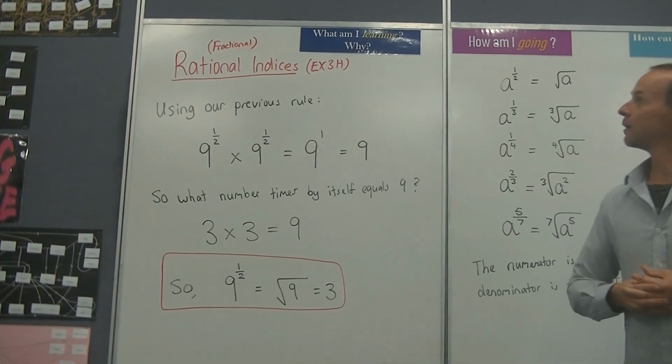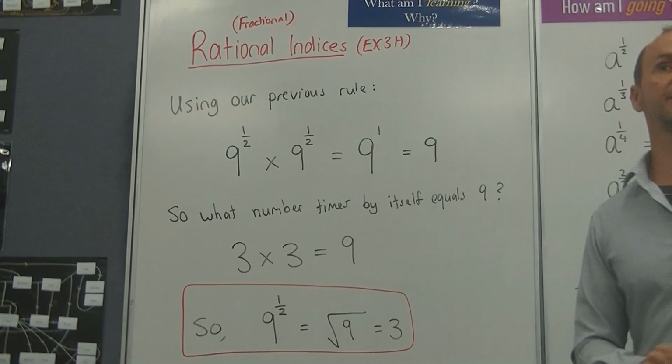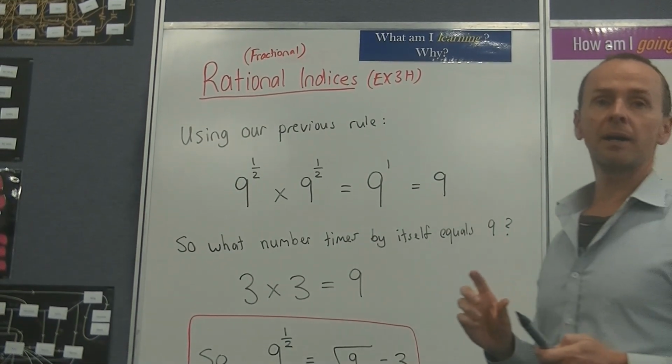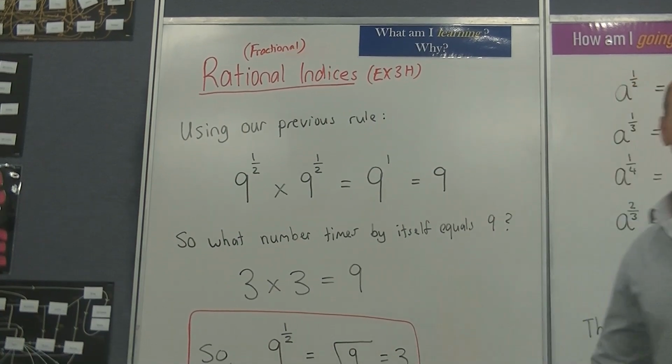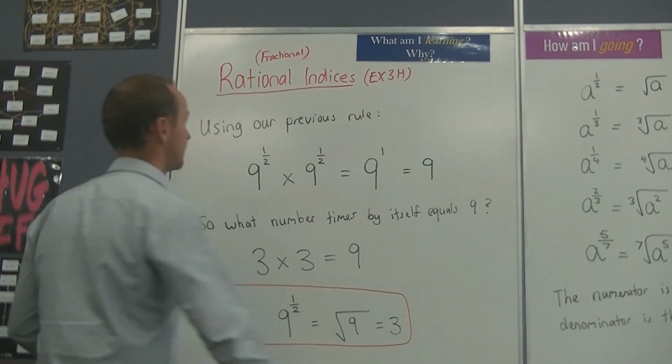This is Rational Indices, exercise 3H. I actually call it Fractional Indices. So it's when you've got a base and the power is a fraction. So that's what this exercise is about. A little bit hard to understand, but if you listen, it's not going to be too bad.